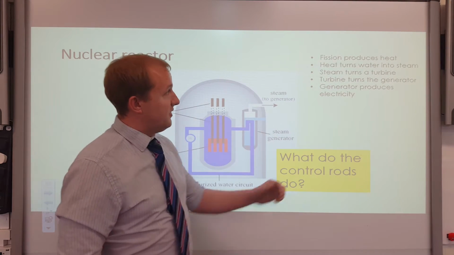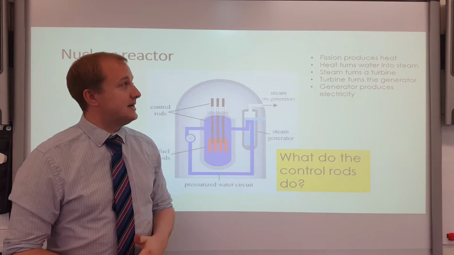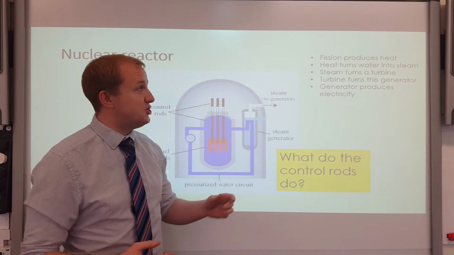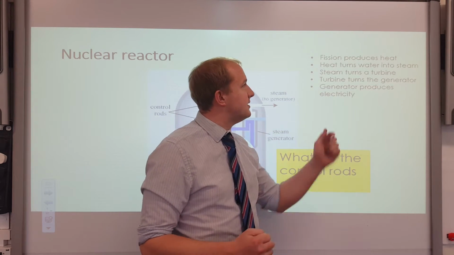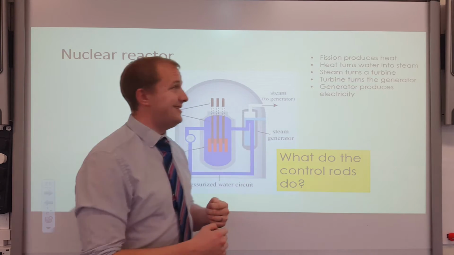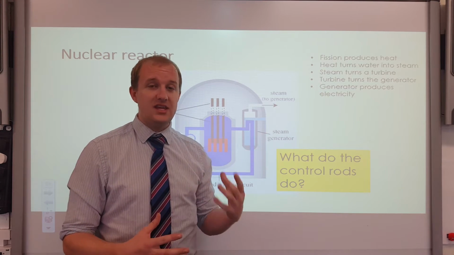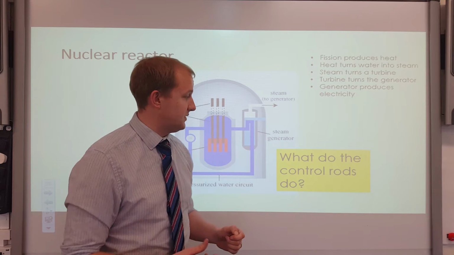We're going to start off by looking at the workings of a nuclear reactor. Inside a nuclear reactor, fission produces heat. This heat will turn water into steam, which is a gas. The steam will turn a turbine. This turbine turns a generator, which in turn generates electricity.